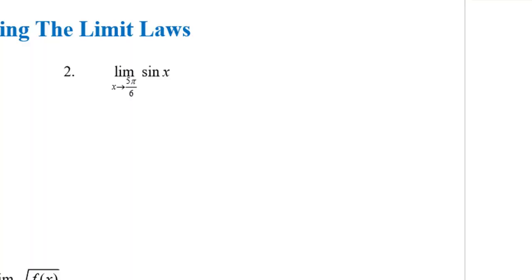All right, so looking at number 2 now, the limit as x approaches 5 pi over 6 of sine of x. So here is my curve that we are looking at, and we should know something about the curve of sine of x. And also, I should know that I can directly substitute in 5 pi over 6. There's no restrictions, so let's evaluate what is sine of 5 pi over 6.